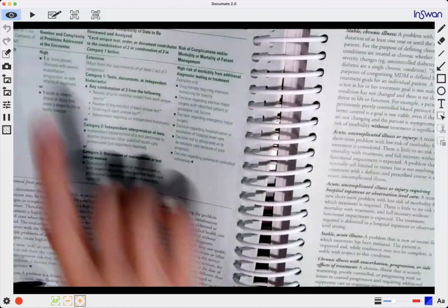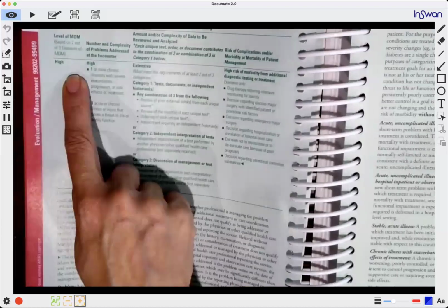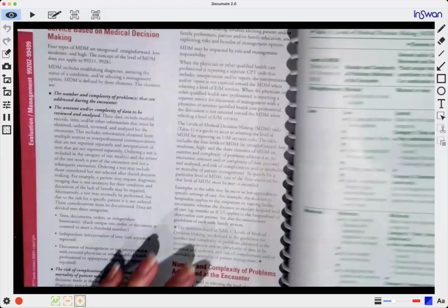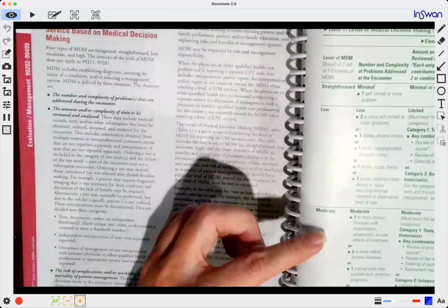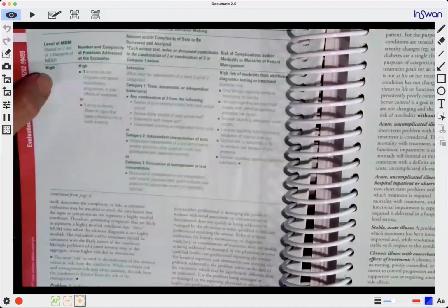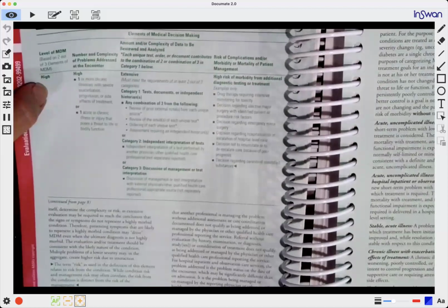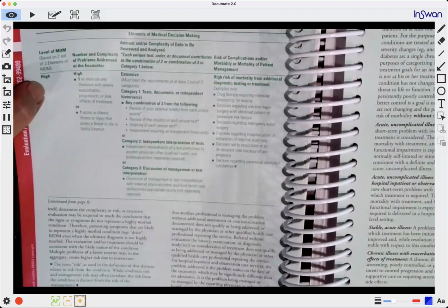And also, this does continue on the next page, so be aware of that, because there's also a high. See here, there's a high level. So it carries over on 2 pages, but we either have straightforward, low, moderate, or high. There are 4 different levels of medical decision making.